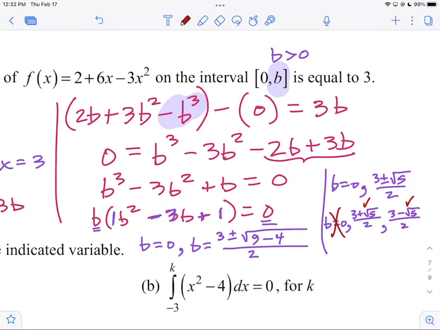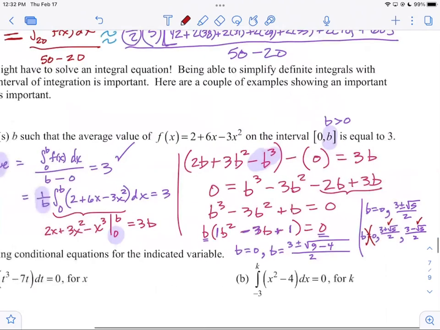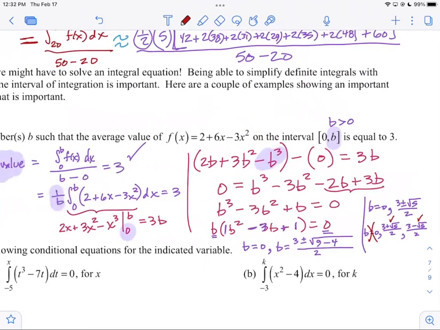Never mind. There's two different values, okay? There's two different values. The quadratic formula.